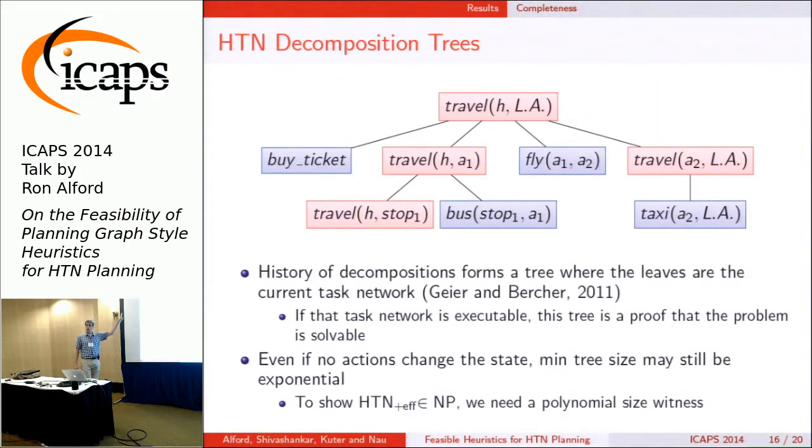So back to our original example. This tree of choices right here is really not a task network. We've graphically described the process of HTN planning, but this is really a history of decompositions which forms a tree where the leaves are the current task network. If the leaves of this tree are executable, then this tree is a proof that the original problem was solvable. And this is not me, this is Geier and Bercher. But in the general case.